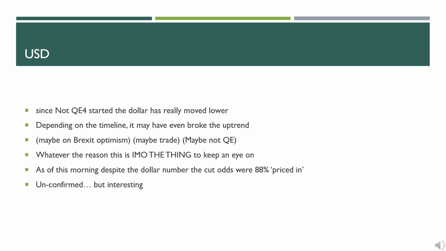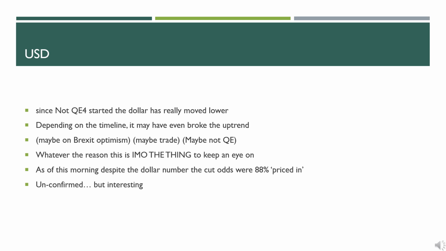Now, I think the place that we need to start looking at what happened this week is with the US dollar, because since not QE4 started, the dollar has actually moved lower. Well, kind of as expected, but given the previous events or non-events that the dollar seemed to not care about, this is really interesting. Now, depending on what timeline you're using, or if you look at charts or not, the dollar may have even broken its uptrend. In the short term, it looks like it has. In the longer term, depends on when you look back to. It definitely took a noticeable leg to the downside.